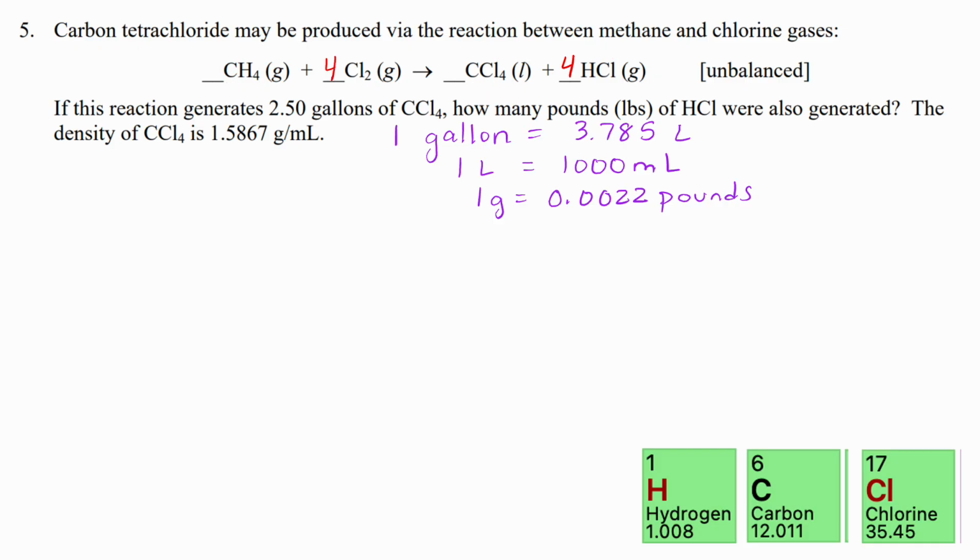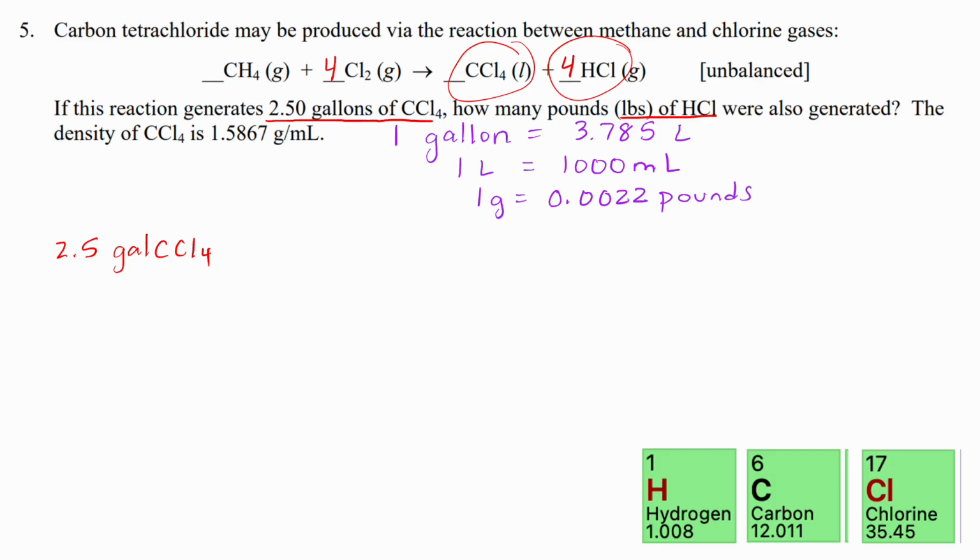So in this problem, it says that the reaction generates 2.5 gallons of CCl4, which is my starting point. So I have 2.5 gallons of CCl4, and I'm trying to get to pounds of hydrochloric acid. So I'm going from CCl4 to hydrochloric acid. So that's going to be my mole ratio. But first, I have to get these gallons of CCl4 into moles.